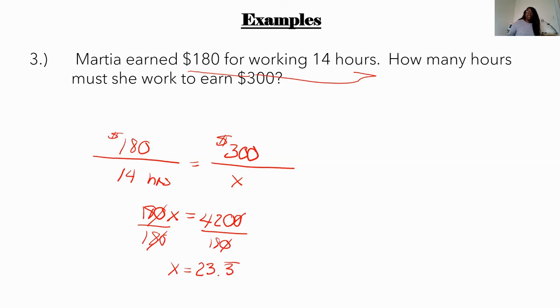So it's saying how many hours. So she has to work like 23 3/10 of an hour in order to earn that $300. That's a lot, right? So this is basically how we're doing it. So I'm going to have to write my word hours, or my phrase hours, because that's what we had to look for. All right, one more example.